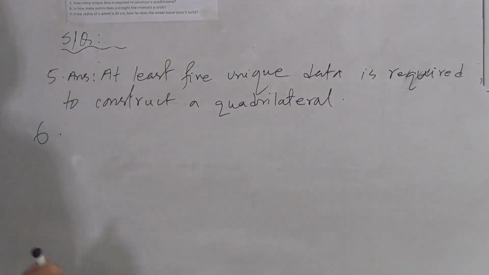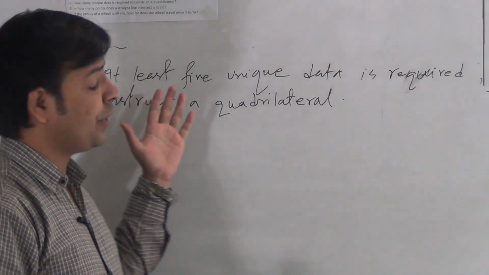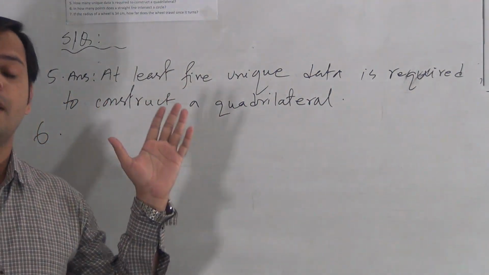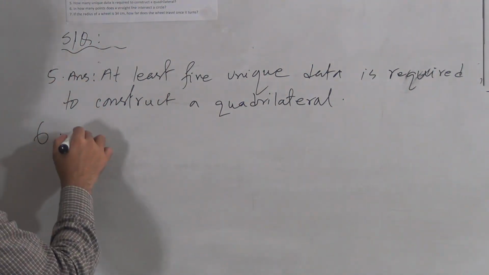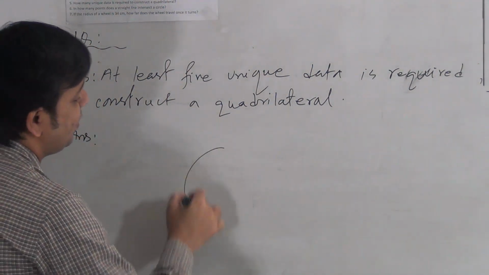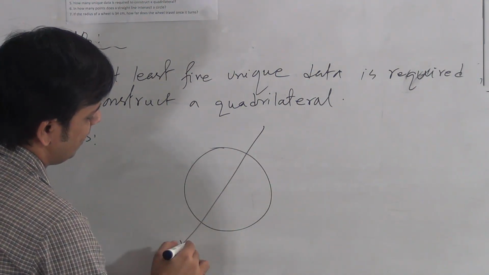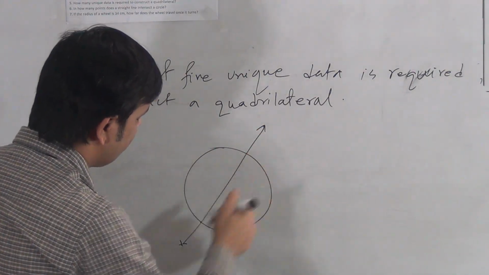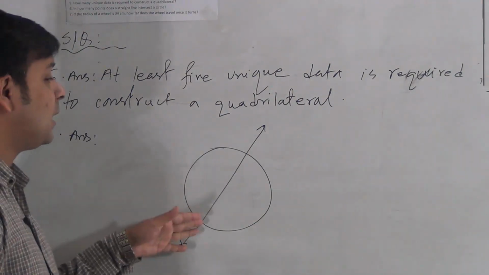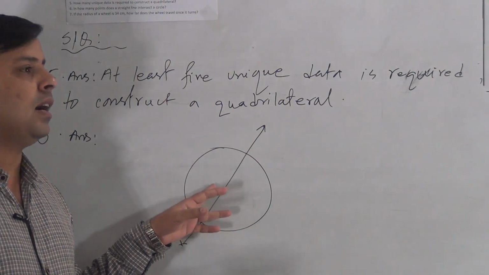Question 6. In how many points does a straight line intersect a circle? At most, in how many points can a straight line intersect a circle? Dear students, if you draw any circle and draw a straight line, suppose this is a straight line, this straight line intersects the circle at 2 points. Is it possible to intersect at more than 2 points? No. If it is a straight line, it is not possible to intersect a circle more than 2 times.